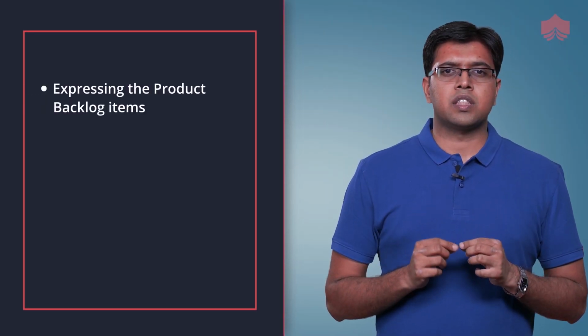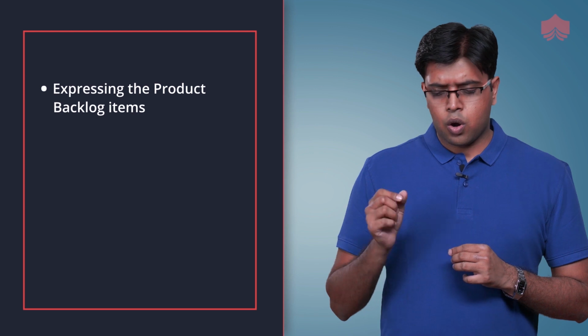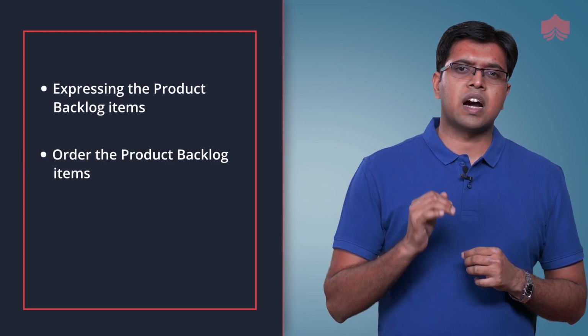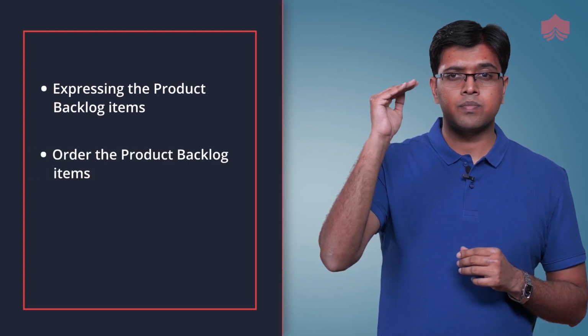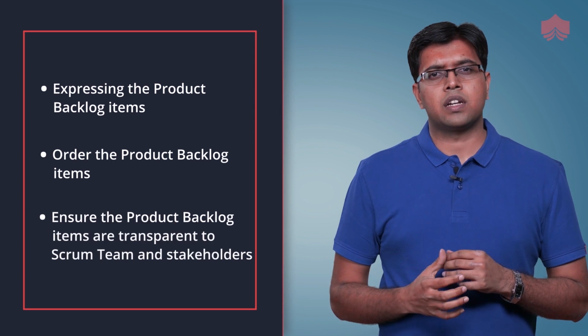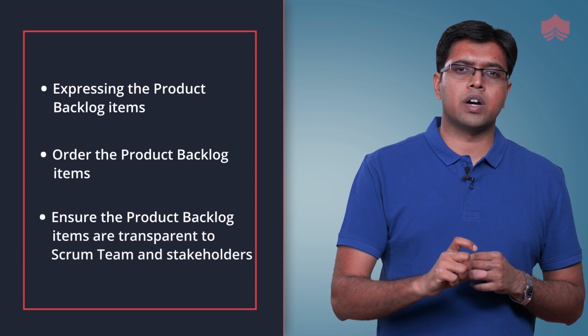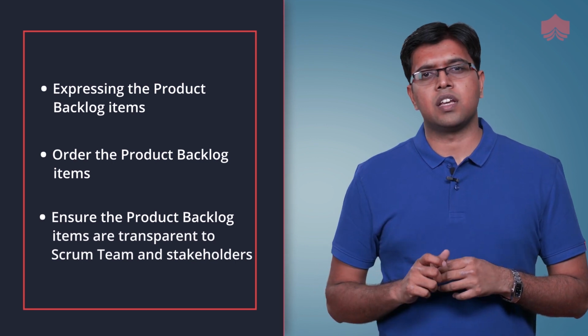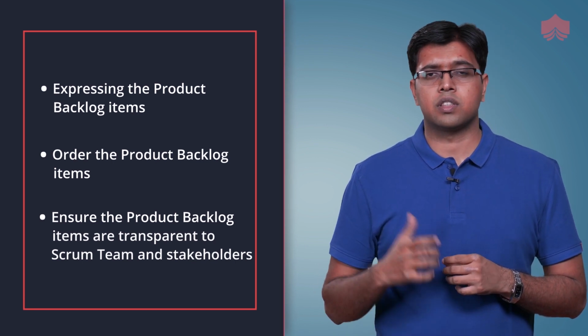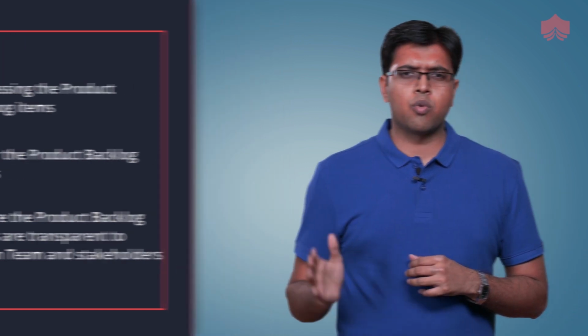Their responsibilities include clearly expressing the product backlog items, ordering the product backlog items such that the highest valuable items are at the top, and ensuring that the product backlog items are well understood and are clear and transparent to everyone in the Scrum team and any stakeholders who are responsible for the success of the product. No one can force the development team to work on any requirements other than the product backlog, and that's the responsibility of the product owner.